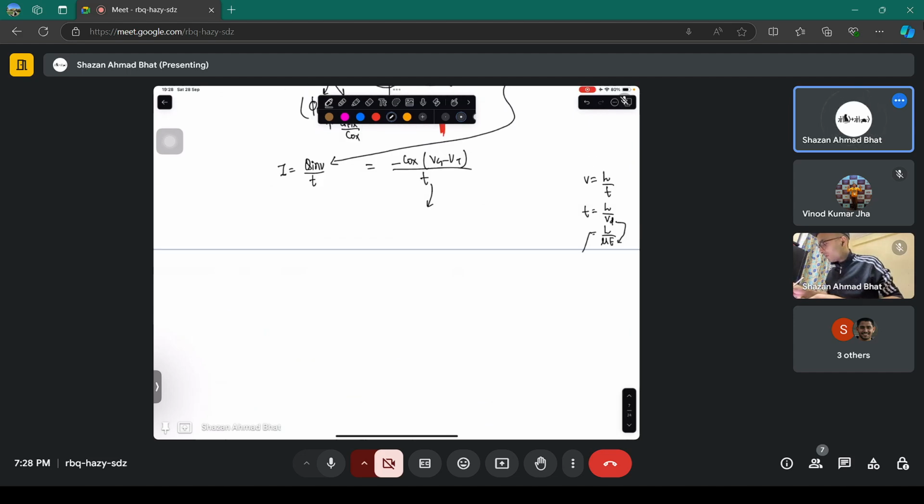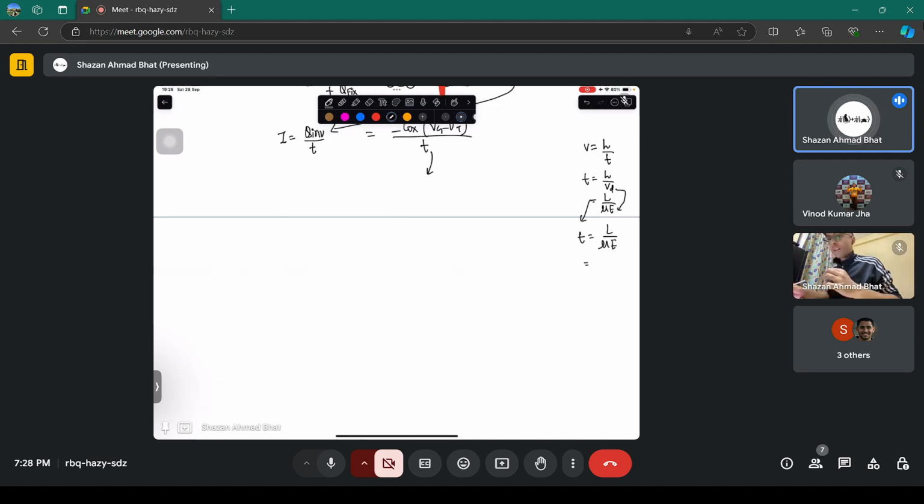So now you can write T equivalent to L over mu E. Electric field is voltage per unit length. So you can write L over mu times voltage per unit length, and you can write it as L square divided by mu Vds. Voltage is basically the drain to source voltage you apply. So this is the time T.